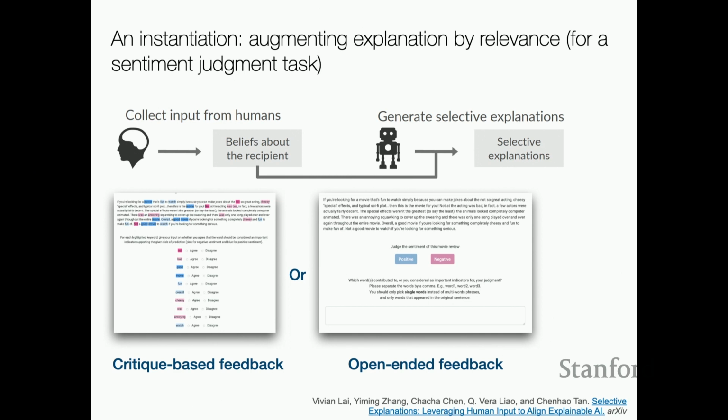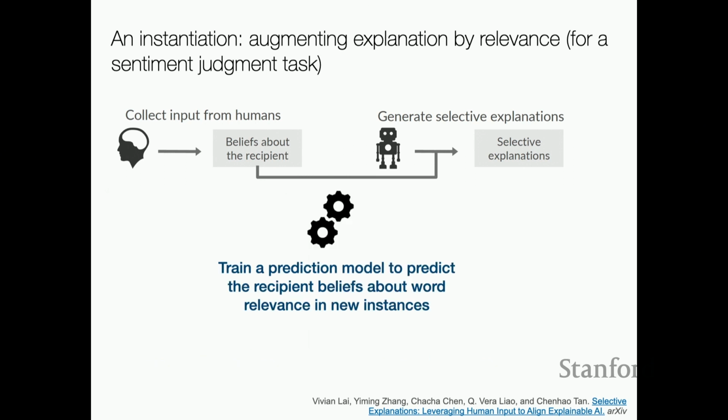We can do that by critique-based feedback. We show you an example, we show you the model explanation, and you can tell me which one you think is relevant or irrelevant to movie sentiment. We can also get open-ended feedback: we give you a sample, you tell us which keywords you consider relevant. We just do this with a small sample, say 10 movie reviews, then we train a prediction model to predict, in unseen new instances, which keywords align with your relevance belief.